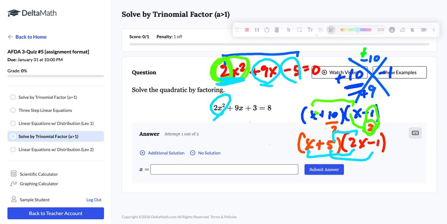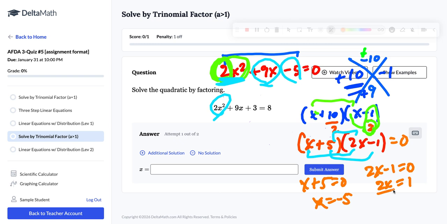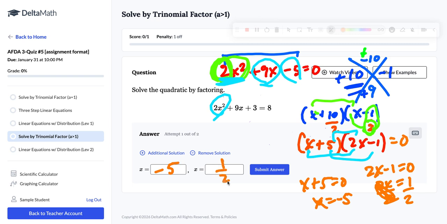So remember, you're not finished because you're solving this equation. This whole thing says equals 0. And so x plus 5 equals 0? Okay, x is negative 5. You can solve that way. 2x minus 1 equals 0? Well, add 1 to both sides, divide both sides by 2, and you're getting x equals 1/2. So you definitely want to click this additional solution since you have 2 solutions, and then put each solution in each box. Okay?